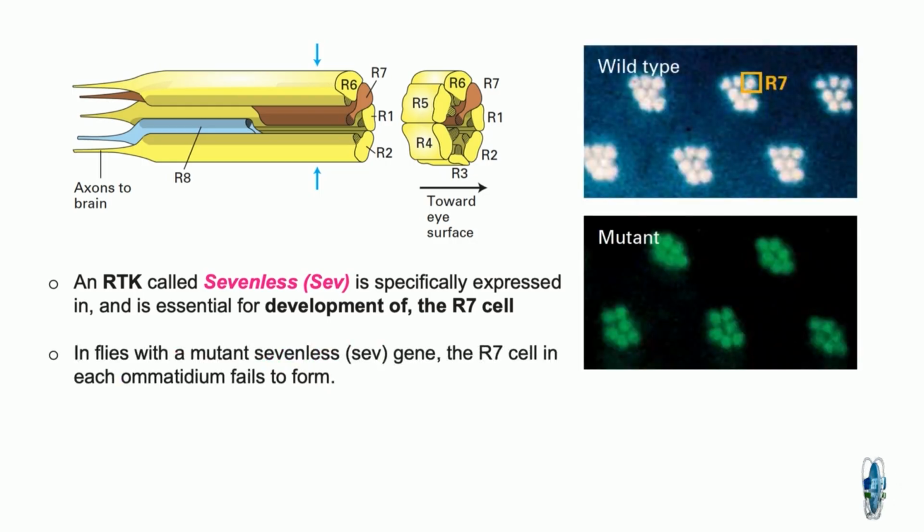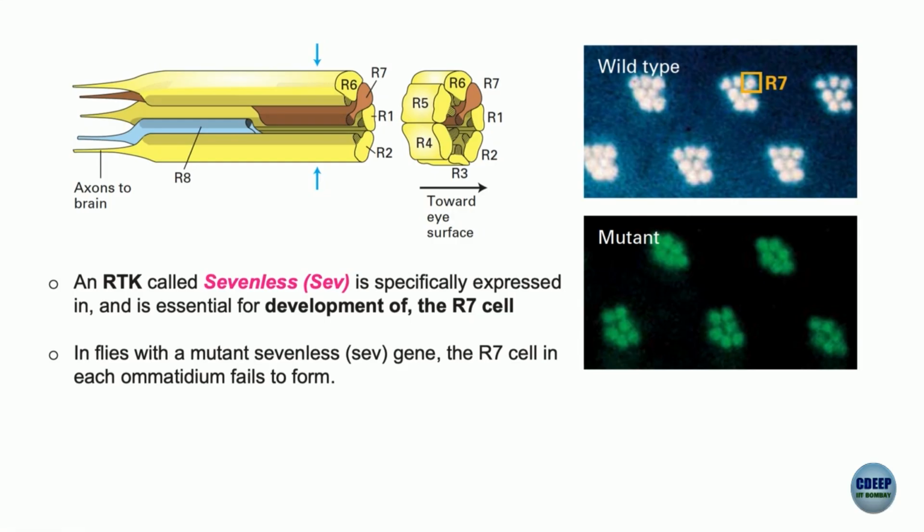And in flies with a mutant sevenless gene, the R7 cell in each ommatidium fails to form. If you look at these images, this is your wild type image and you can see 1, 2, 3, 4, 5, 6, and this is the R7 cell, it is there. Whereas when you have the mutant, you do not see 7, everywhere you can see there are 6. So sevenless is very important to form R7.